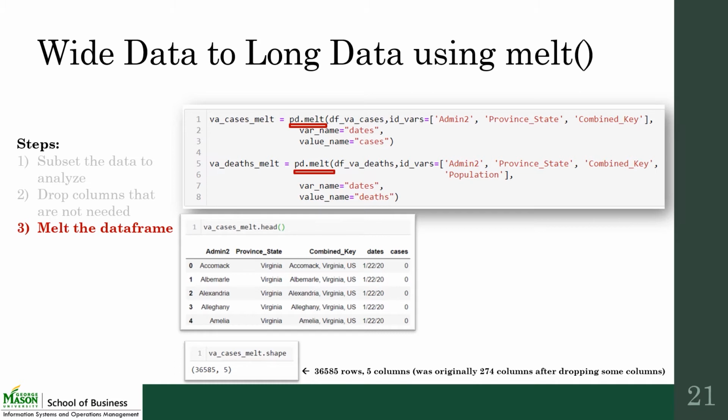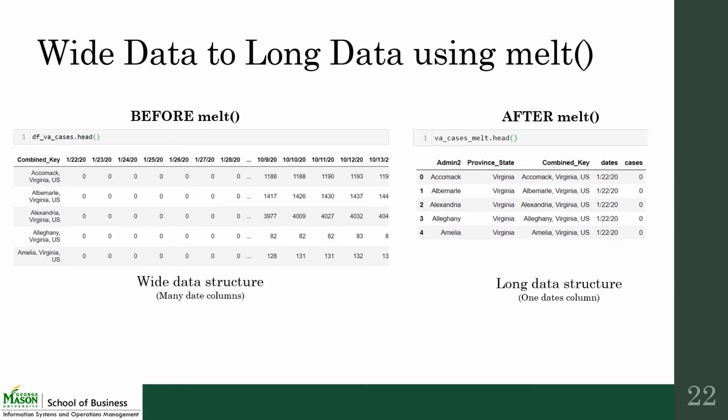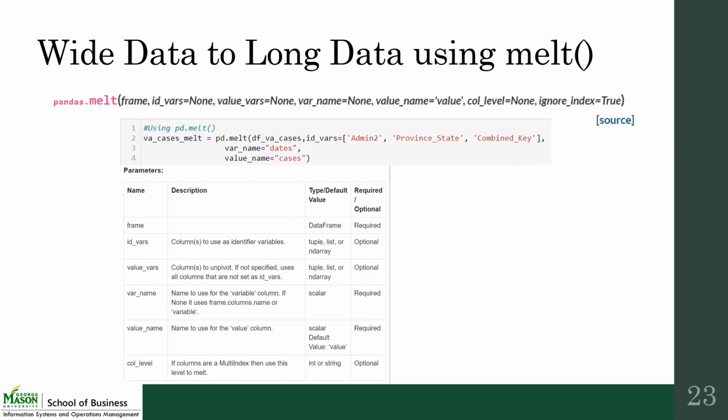Recall that both datasets contained hundreds of data columns within the dataset, whereas now it has narrowed down to 5 columns for the confirmed cases dataset and 6 columns for the reported deaths dataset. Because of space limitations, the deaths dataset will not be shown here. Here's the pandas documentation that's related to the melt function.